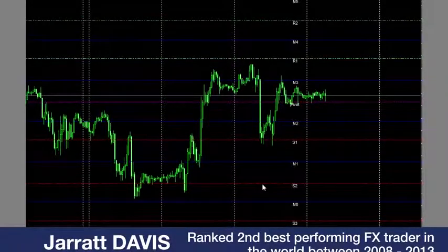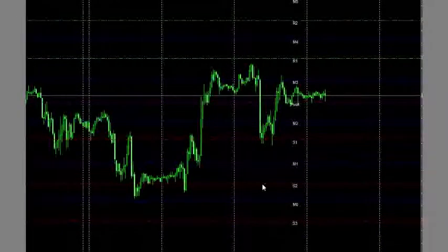Second installment on pivot points. And before, in the previous video, the first video, we looked at the zone.